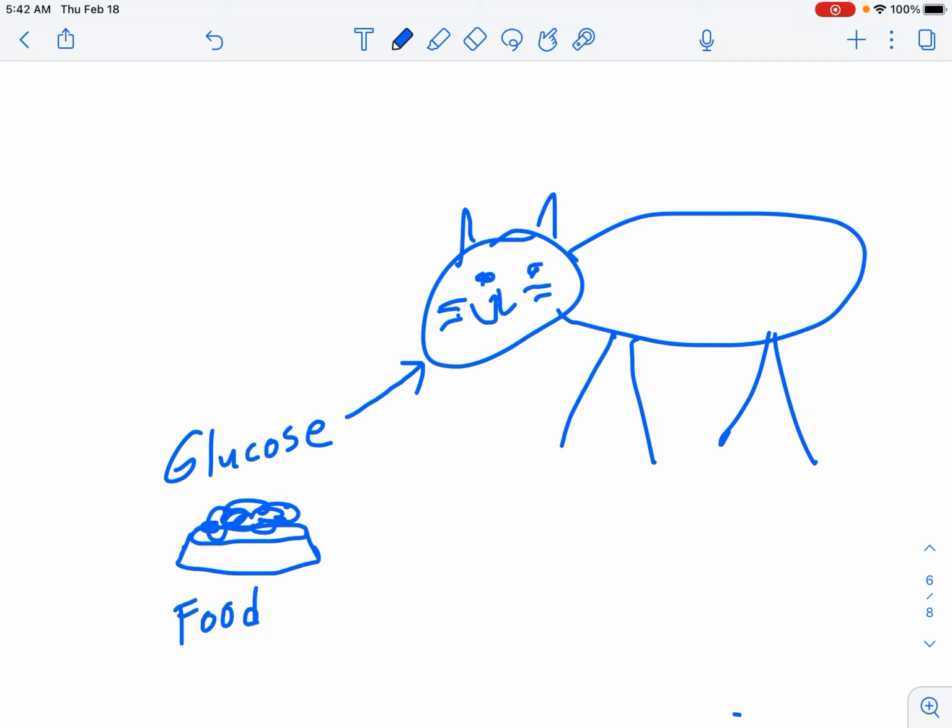And then another thing that is needed for cellular respiration is oxygen. And the cat is going to get oxygen from where? The air, just like we do. So I'm going to just simply write the word oxygen.